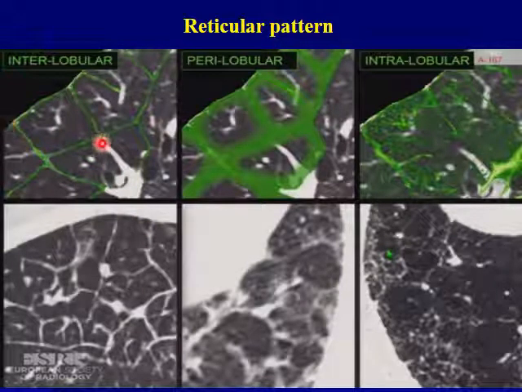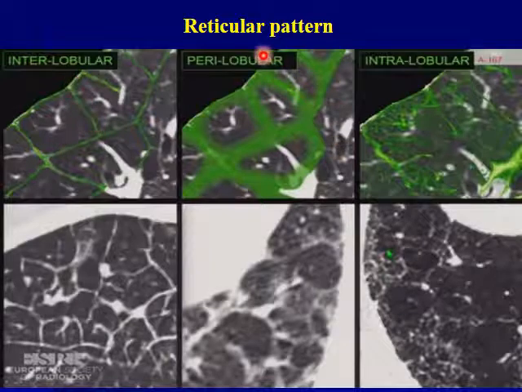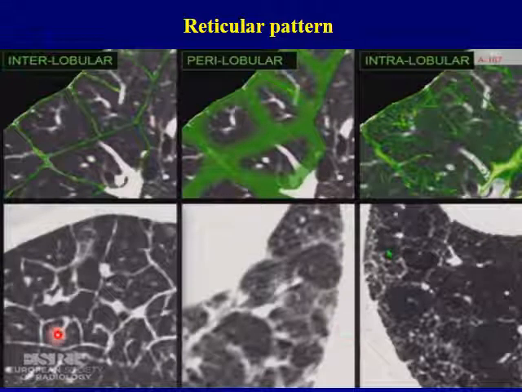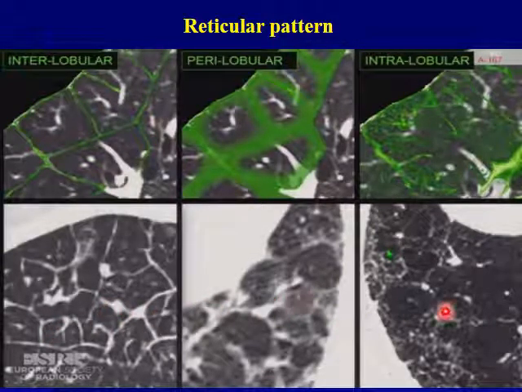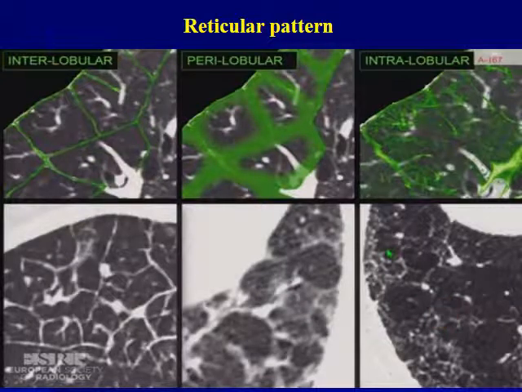Let us review the different reticular pattern. This is the interlobular septal thickening. This is the perilobular pattern. This is the lace-like or spiderweb-like intralobular septal thickening. And these are the corresponding high-resolution appearance.